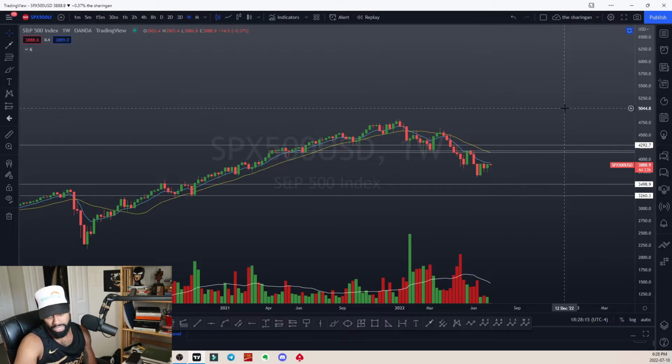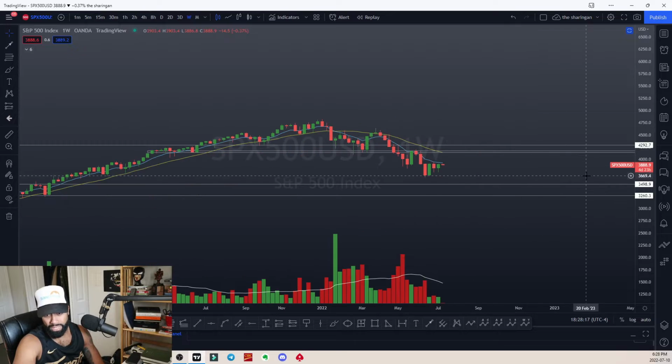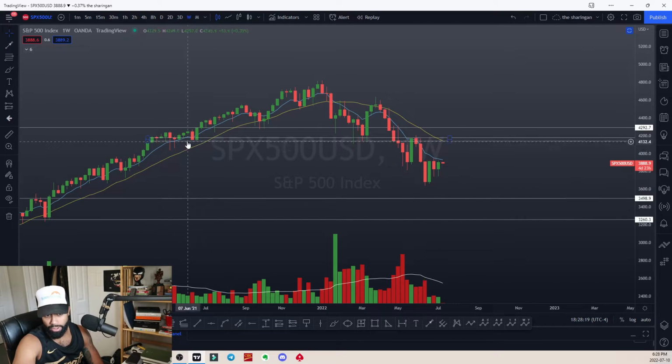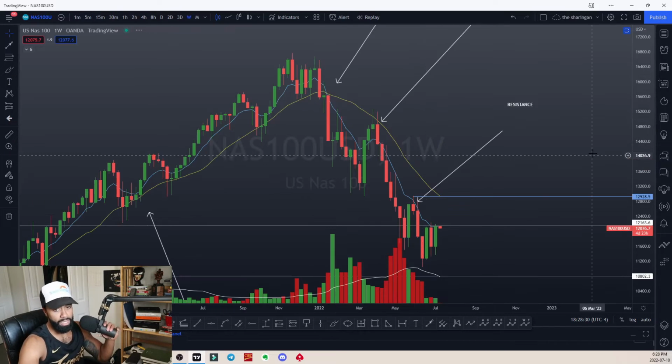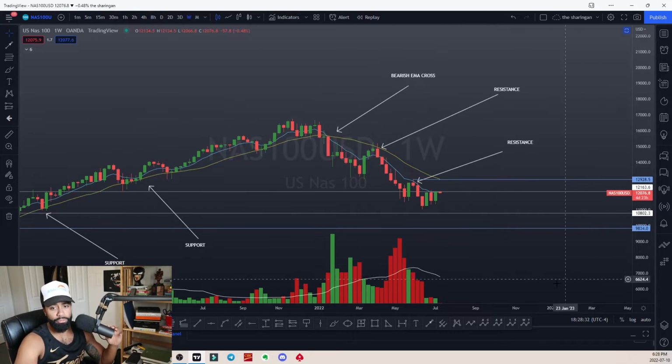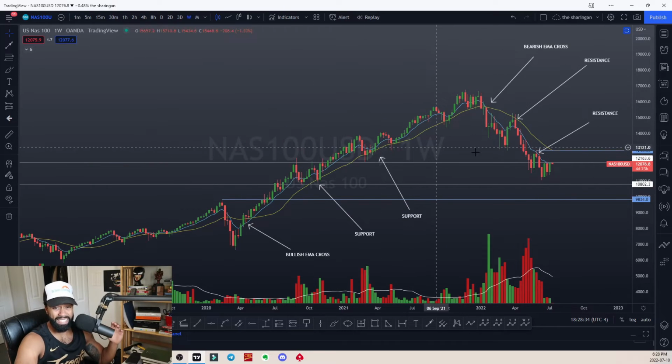So that's what I'm looking at on the S&P. This zone right here that we have marked out is around the 4100 to 4200 zone. That could be used as a resistance in the coming weeks if we do break up above the 8 EMA. Same thing, a little bit more visually enticing here on the Nasdaq.